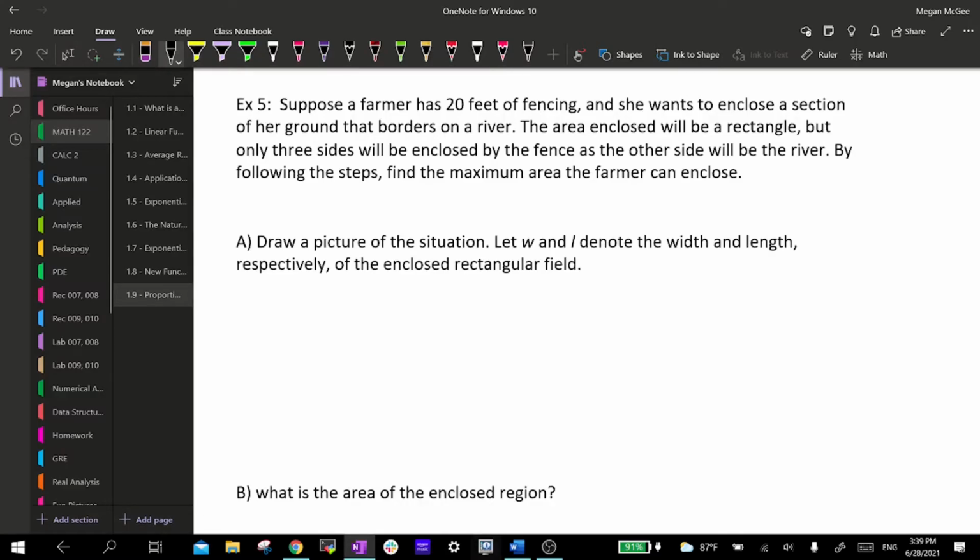All right, so part A asks us to draw a picture of the situation, and we're going to label W and L for the width and the length. All right, so here is our river over here. Okay, and we're trying to enclose some area in fencing that borders the river in a rectangle, like so. And then we are to label width and length. So this is the width, this is also the width, and I'm going to use curly L, okay, for our length. So we're done with part A.